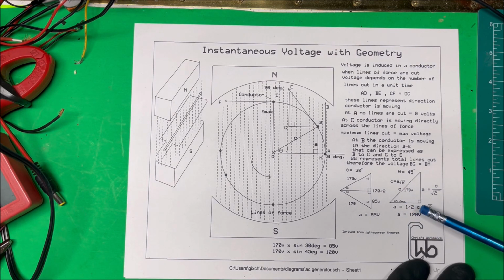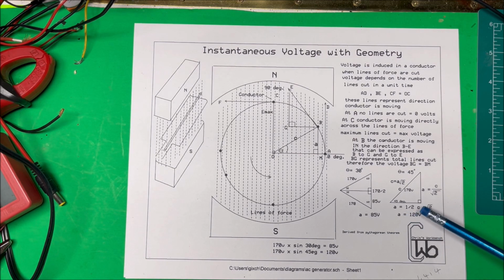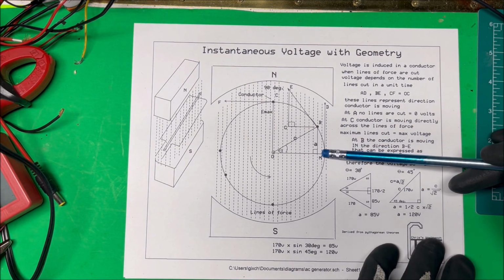Well, here's a 45 degree triangle. Now we know from Pythagoras' theorem that side C here is equal to A times the square root of 2. And so A is going to be equal to C divided by the square root of 2. Or we could say that A is equal to 1/2 C times the square root of 2, okay? 1/2 C is 85, and we multiply that by the square root of 2, which is 1.414, and we get our 120 volts, okay?